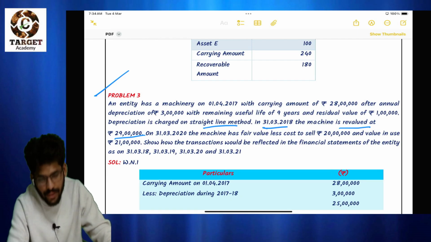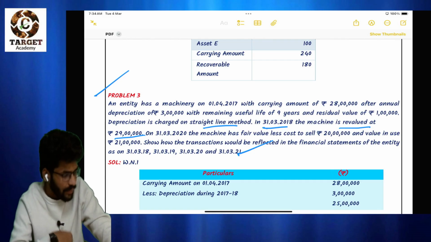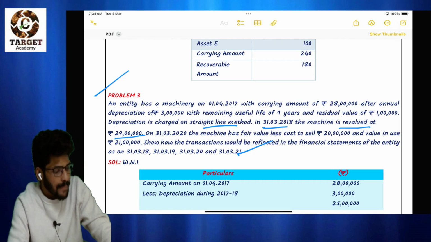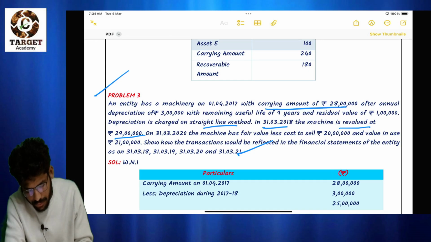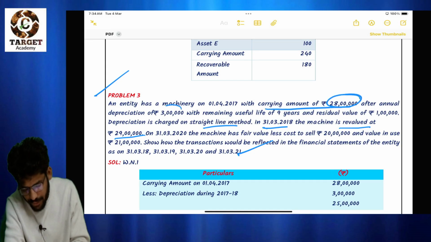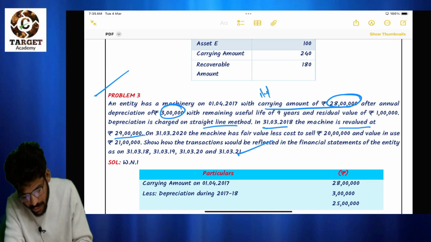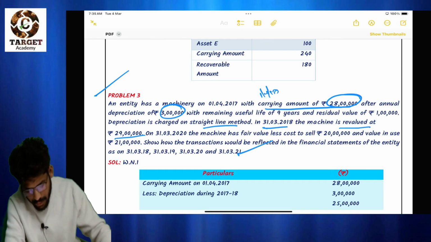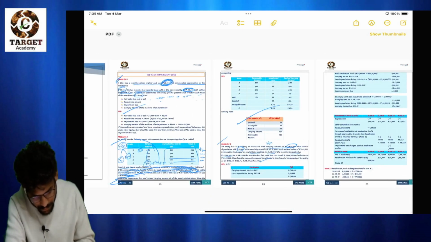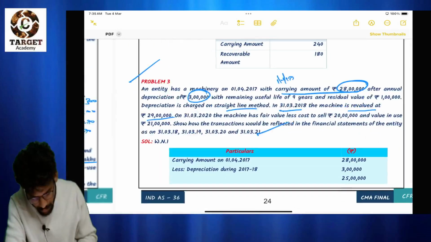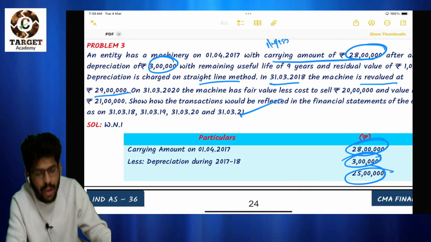Okay, it's a basic question. It's a very simple question, sir. We can solve easily. Okay, so first of all, what is the carrying amount? 28 lakhs is given in the question. Depreciation 3 lakhs. So on 1/4/2017, the value of the asset, how much? 28 lakhs minus 3 lakhs, 25 lakhs.